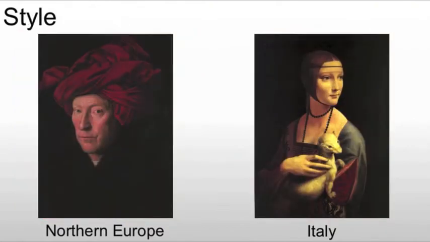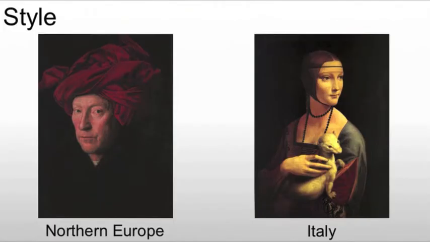In terms of style, we tend to see simplified forms and measured proportions in Italy. So we see this young woman's portrait by Leonardo, and it's been simplified. There's no real background. The figure itself is simplified. He's not capturing the details of the skin and a lot of local color. He's capturing the overall shape.